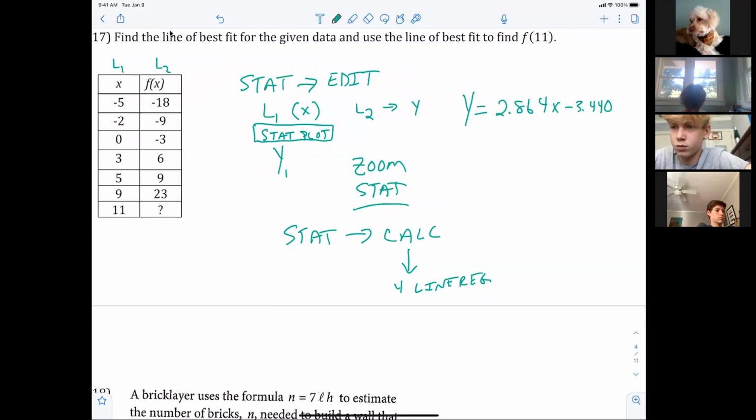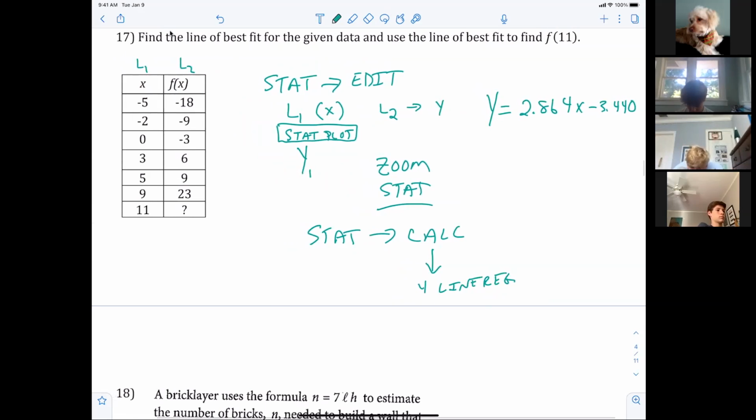Come on, Bo, you've got to speak up. I promise you, everyone's going to get the same answer if you type in the right points. So go back. A lot of times you just accidentally mess up a point.